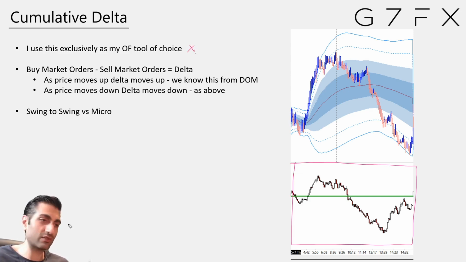I'm going to show you how to read absorption and all the things that we look at on footprint and so on and so forth. I'm going to show you how to look at it on here, and actually it's got major advantages as well over looking at the footprint and the depth of market, which I'm going to show you, and a lot of it comes down to this swing to swing versus micro.